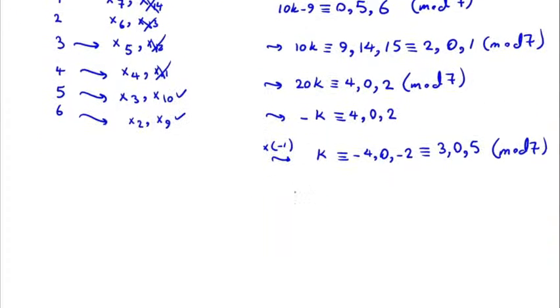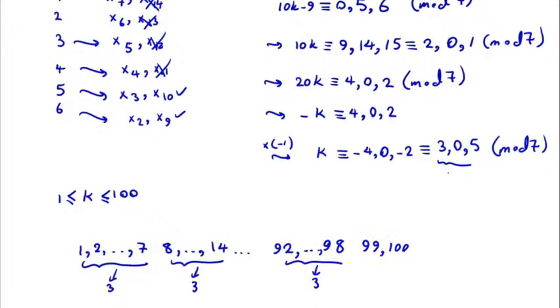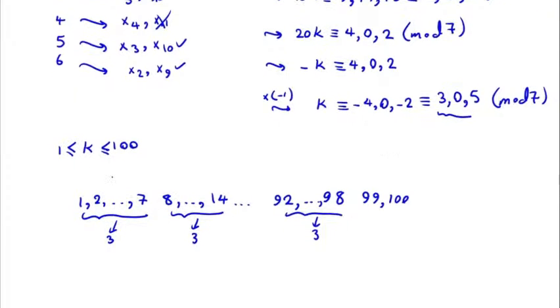And we know we have A1 to A100. K can only be from 1 to 100. So from 1 to 7, I have all these three things. So 3 things are good. From 8 to 14, again, we have 3 good things. Up to 92 to 98, again, we have 3 good things. 99 and 100 are 1 and 2 mod 7, they are not useful. So it is the first part, second part, up to the 14th part. So the answer will be 3 times 14, which is 42.